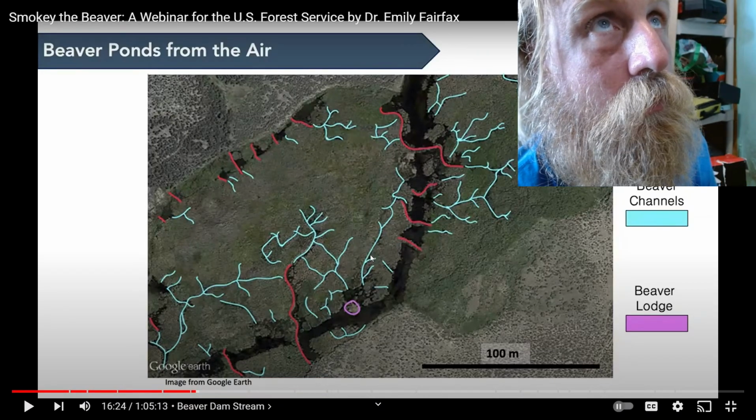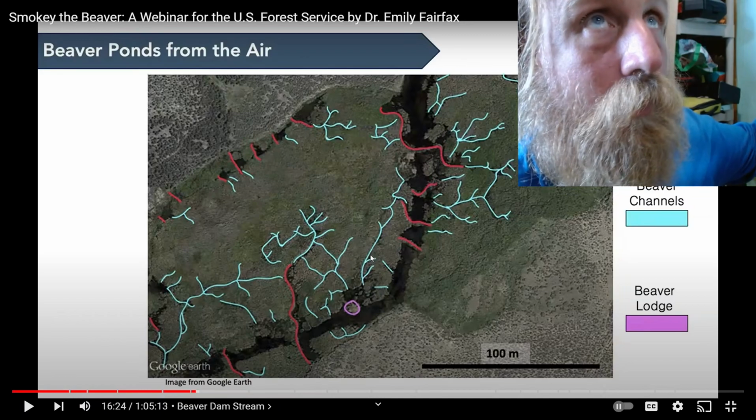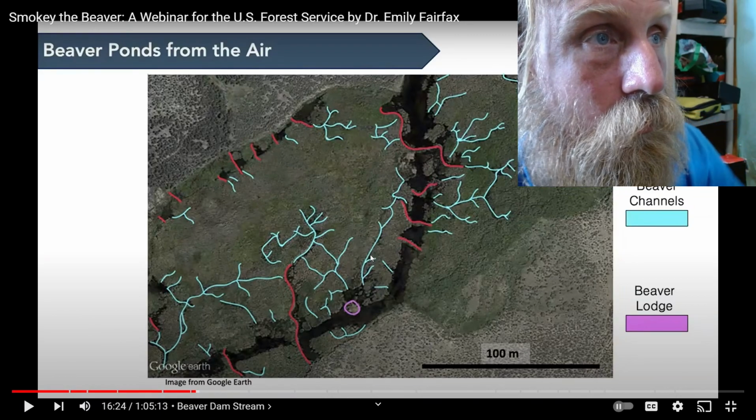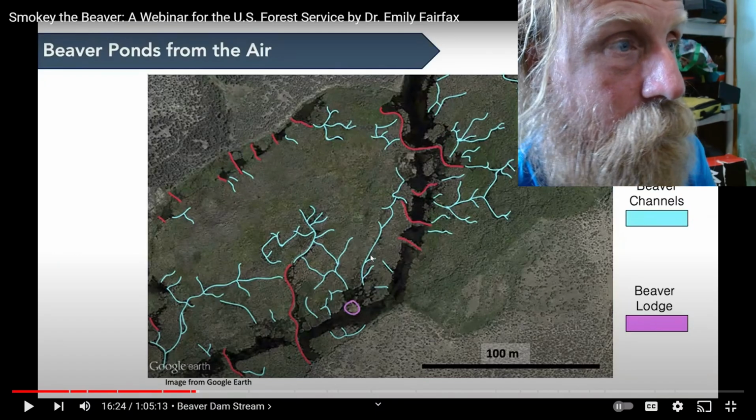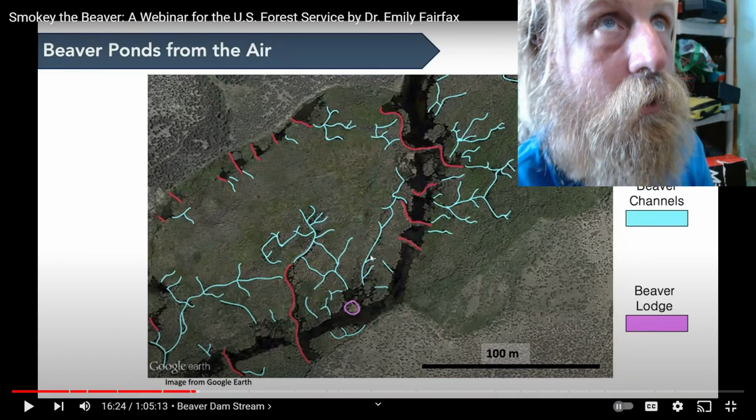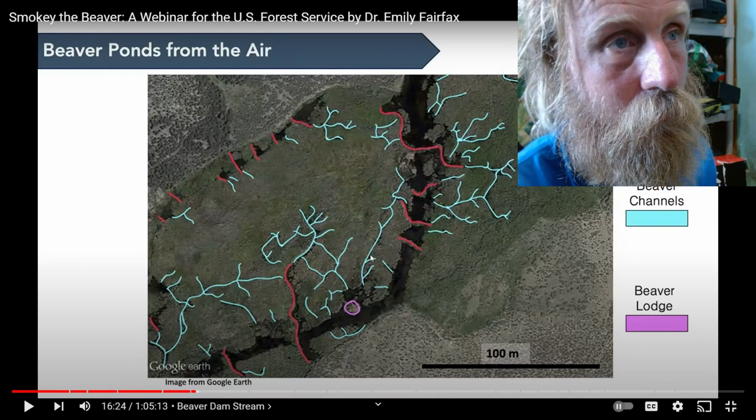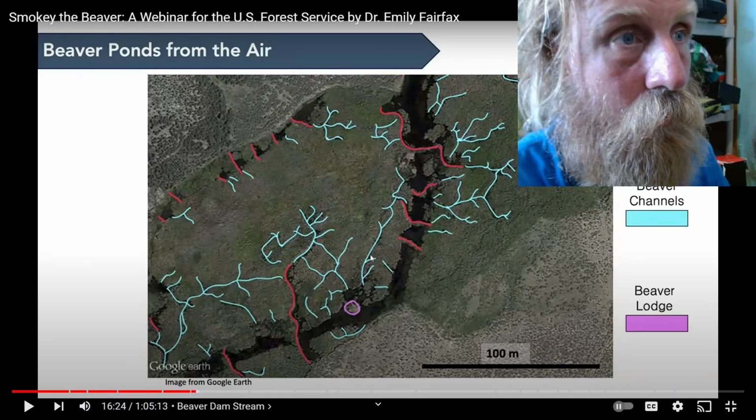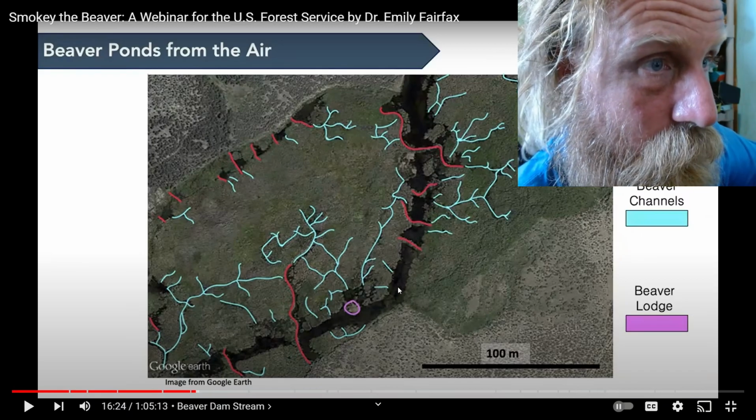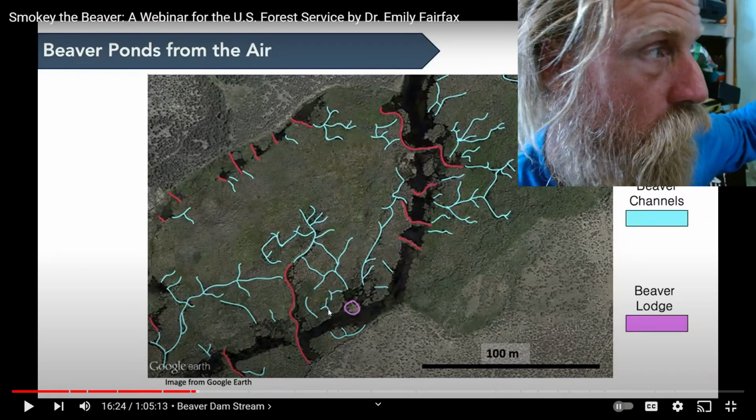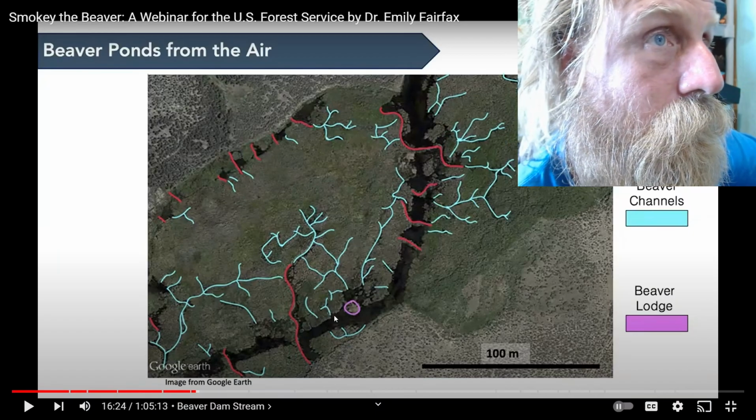So the beavers don't just build the dams and the lodge, they also build these channels. And the channels can be underground. You can potentially not see them. They can be like tunnels that are in water, but these are channels. So little trenches they fill with water.